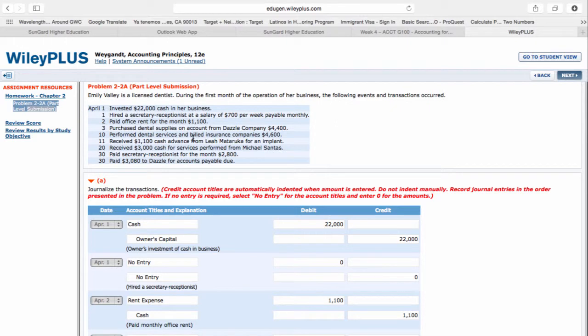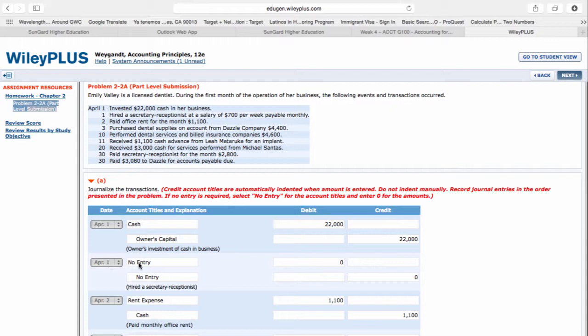Now let me go over the second part right here, which may throw you off. The reason Wiley does this is because you also, as an accountant, need to determine when a transaction needs to be recorded or not, when an event needs to be recorded or not. Remember, we have the monetary assumption that we only record things that pertain to money. The second transaction here that it's asking you to do is on April 1st, this person hired a secretary or a receptionist at a salary of $700 per week, payable monthly.